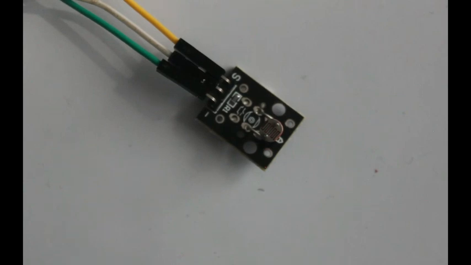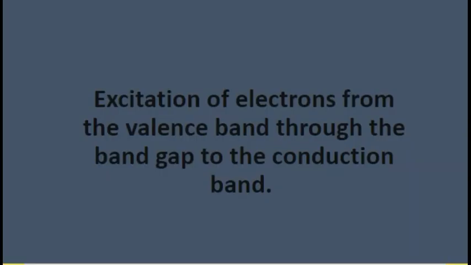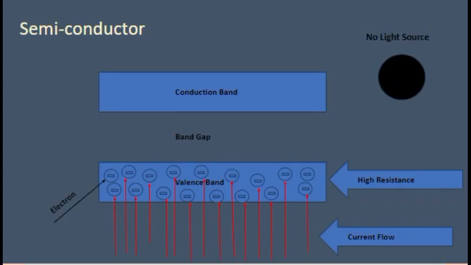Let's look at a visual representation of how this works. Excitation of electrons from the valence band through the band gap to the conduction band. In the absence of light, we observe the following. No photon excites the electrons in the valence band, thus no electrons move through the band gap to the conduction band, hence the high resistance of current moving through the semiconductor.